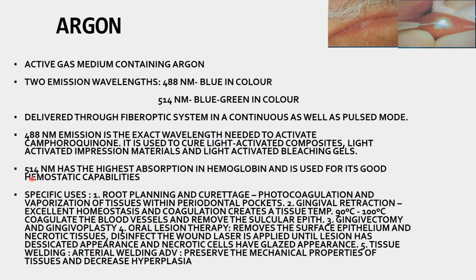Then 514 nanometer has the highest absorption in the hemoglobin, and it is used for its good hemostatic capabilities. So the specific uses of this argon are root planing and curettage. Then it can be used in gingival retraction. The next is gingivectomy and gingivoplasty. Then it can be used in oral lesion therapy. It removes the surface epithelium and the necrotic tissue, and it disinfects the wound. Laser is applied until the lesion has a desiccated appearance, and the necrotic cells have a glazed appearance. So this argon laser is helping in removing that necrotic layer. Then it is used in tissue welding. So these are the specific uses of argon.